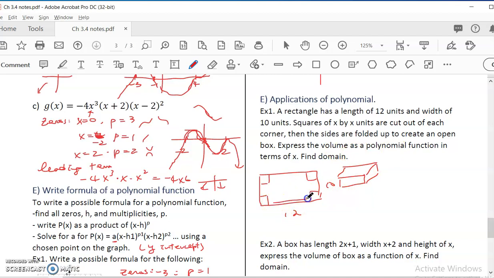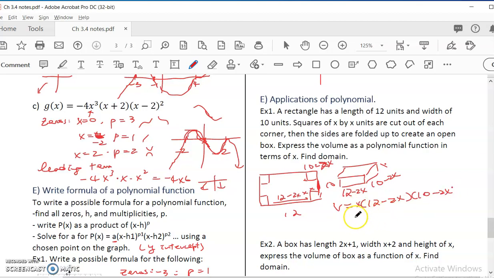After you cut off x, x, x, x, the length is 12 minus 2x. The width is 10 minus 2x. The height is x. So we would have a 12 minus 2x length box, a 10 minus 2x width box, and an x height. So V would be x times (12 minus 2x) times (10 minus 2x). Right? So that's the V.